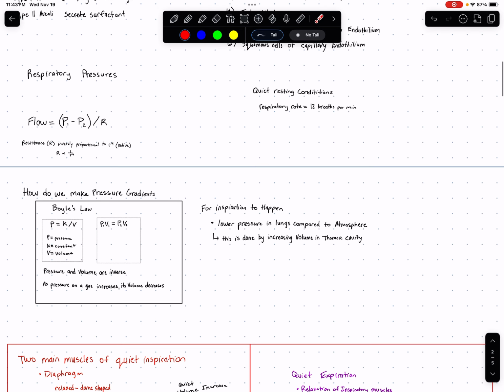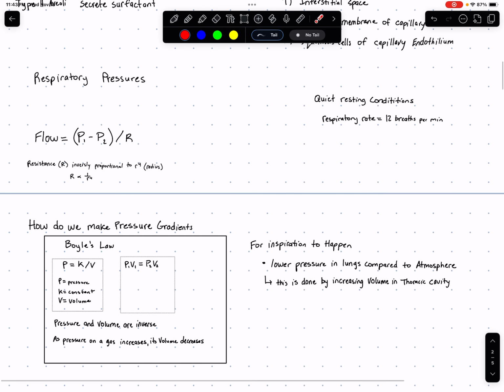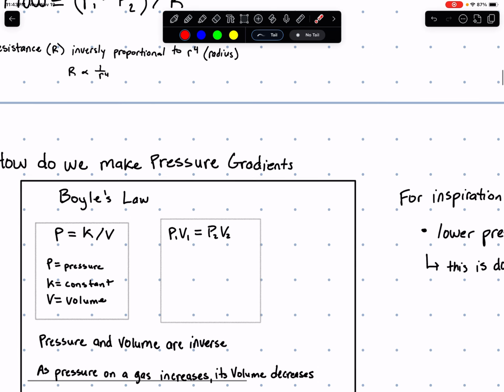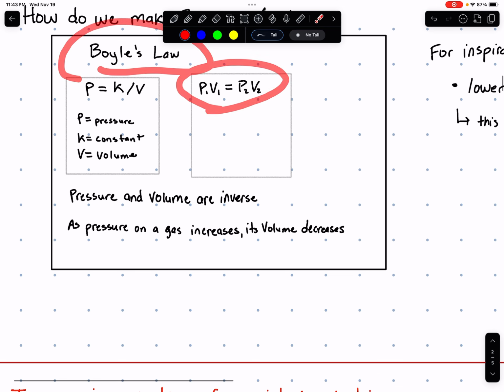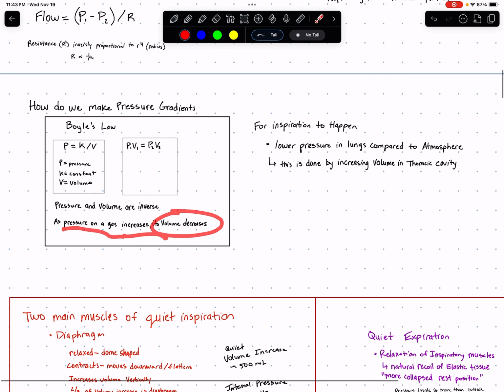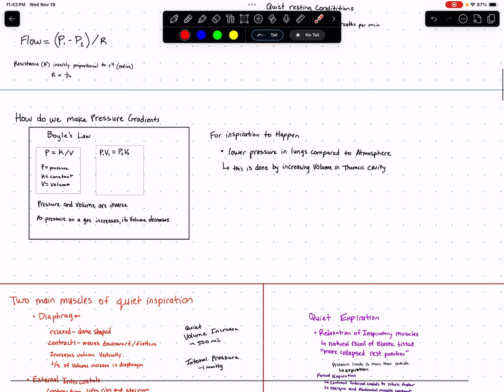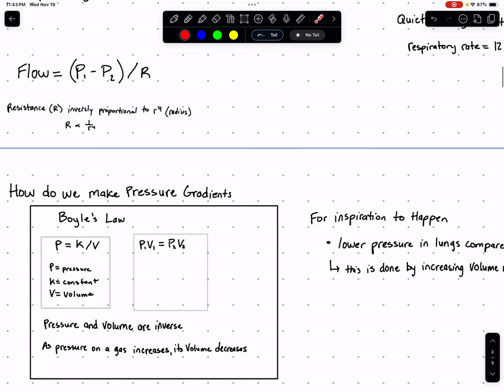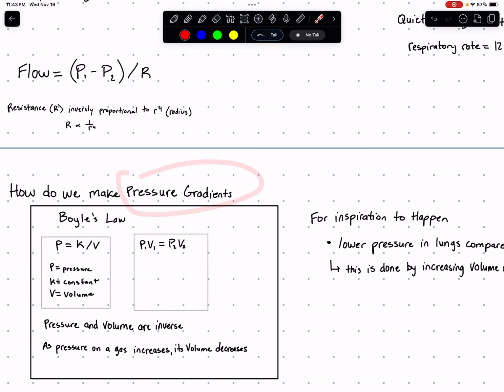So, a few things we want to go over is the pressures. How do we make a pressure gradient? It's through this little thing called Boyle's law, which is that pressure and volume are inverse. If pressure on a gas increases, its volume decreases. Pretty self-explanatory, but that's what makes pressure gradients possible. This is how air is getting into our lungs.